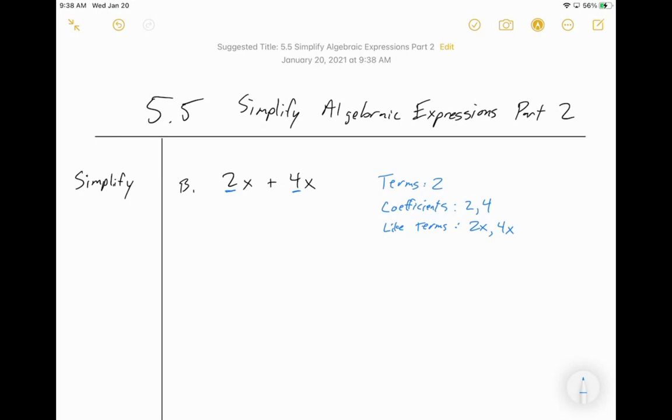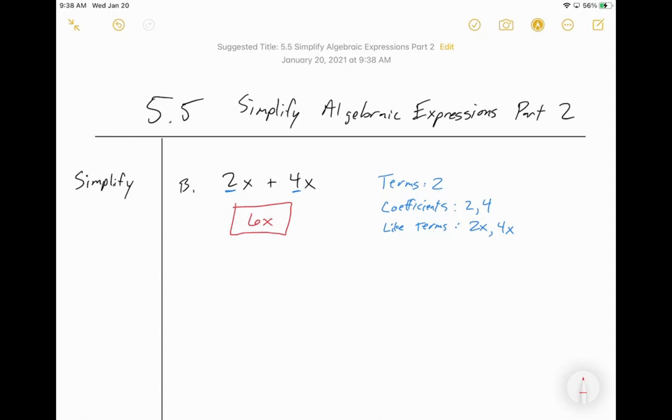Coefficients are just the numbers. I want to repeat that a bunch because it's something that's super simple. I want you guys to do this. Because these are like terms, we can combine them. So if we combine 2x and 4x, we simply get 6x. And that's the answer to this problem. Notice it's simple because instead of 2 terms, now it's only 1 term.